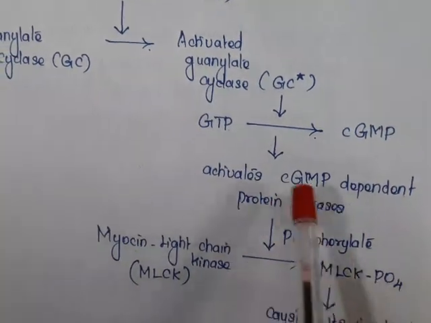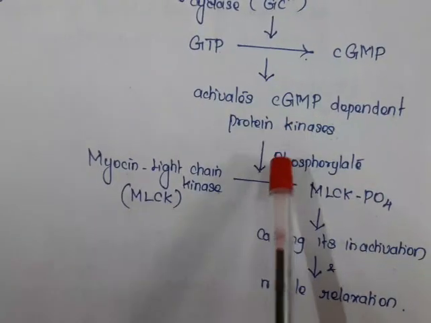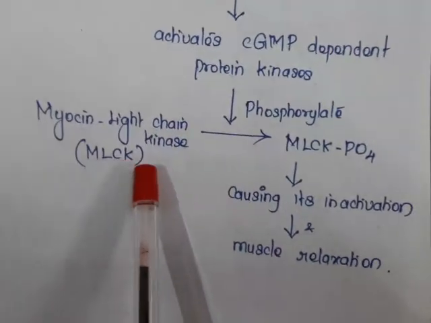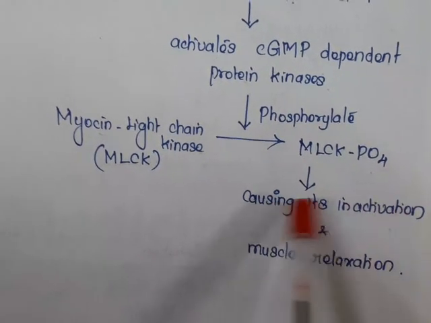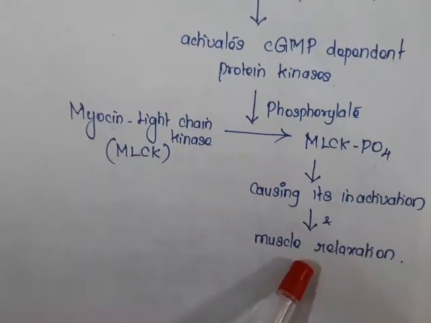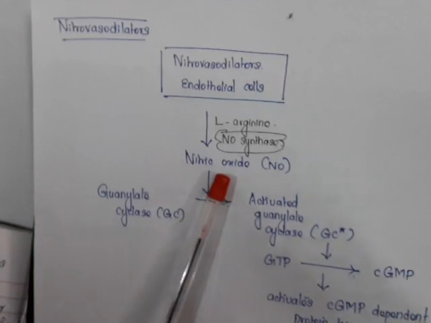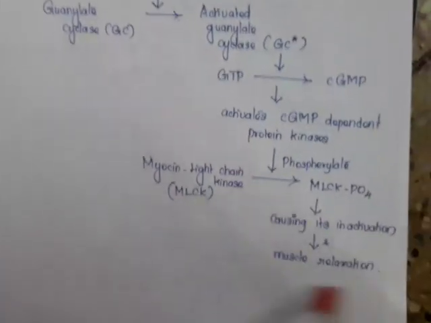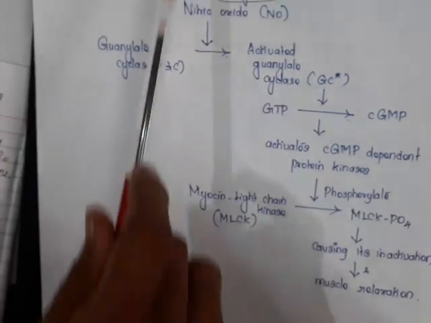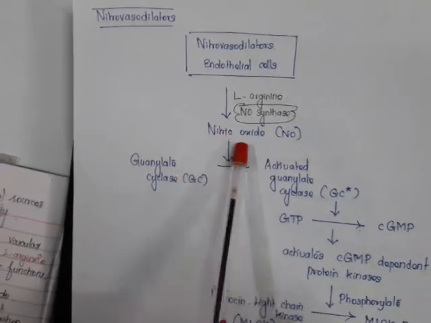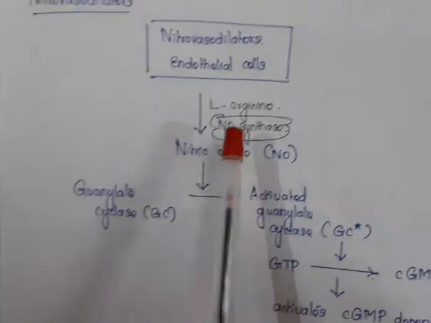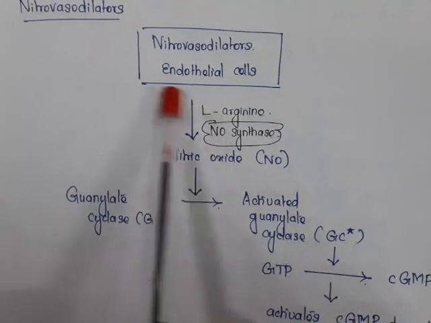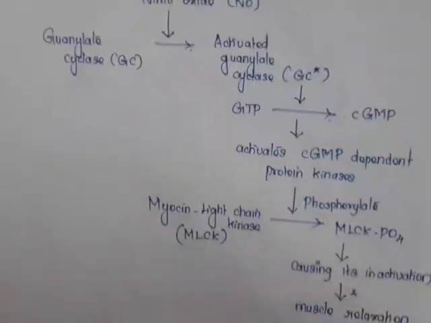This activates the cGMP-dependent protein kinases, which phosphorylate myosin light chain kinase, causing its inactivation, and therefore there is muscle relaxation. So from endothelial cells, by secretion of nitric oxide, smooth muscle relaxation occurs. So what is the role of nitrovasodilators? They are drugs that mimic the actions of this endogenous NO by releasing NO or forming NO within the tissues, and finally cause vascular smooth muscle relaxation. That is the mechanism of nitrovasodilators.